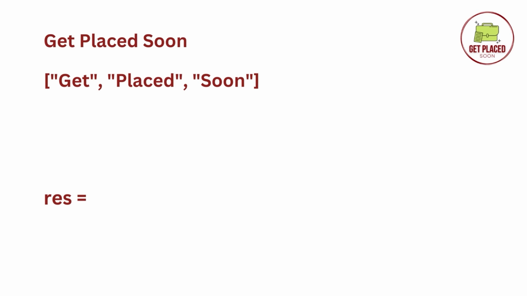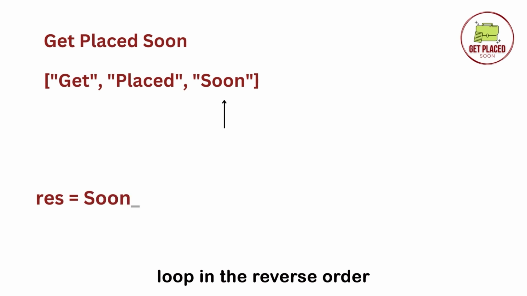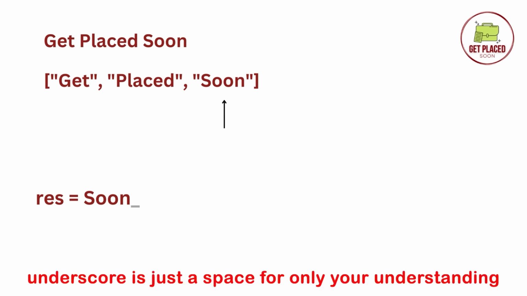Now we will loop through this array. We loop in the reverse order. So it starts from the last index, that is soon, s dot length minus 1, and decrements i until it reaches 0. Now the i pointer is at soon. We just append the soon into the result variable. After that, you can see an underscore here. I just put an underscore, it's just a space.